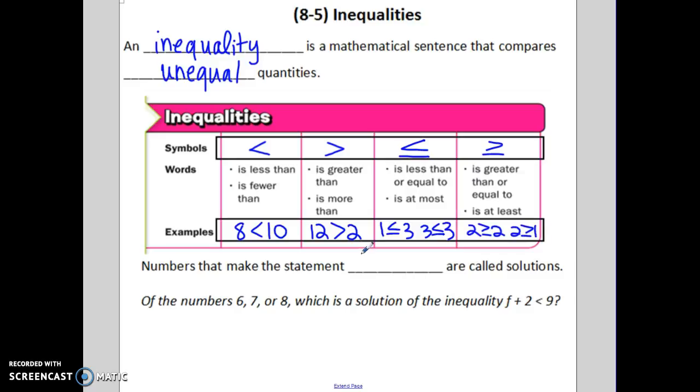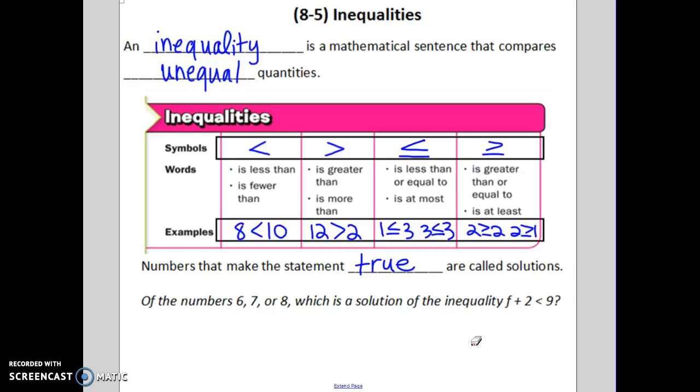Numbers that can make the statement true are called solutions. This is very similar to when we studied equations and true equations like we talked about before. So the first lesson gives us some choices. Of the numbers 6, 7, or 8, which one is a solution of the inequality f plus 2 is less than 9? Now when we solve these as equations, if we had the equation f plus 2 equals 9, we would have said that 7 plus 2 is equal to 9. So your first thought might be that 7 is the correct answer to this problem, but you have to be careful because 7 isn't the correct answer to this problem.